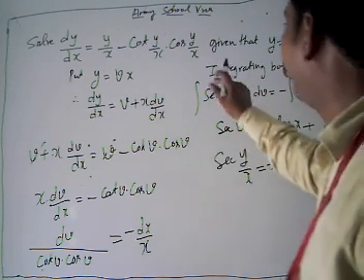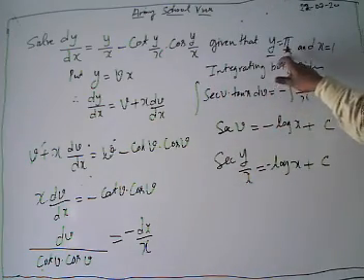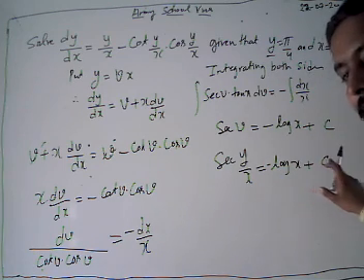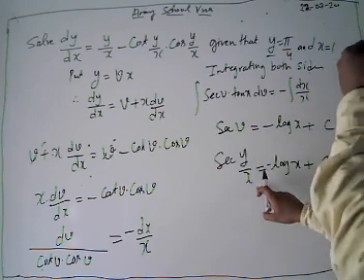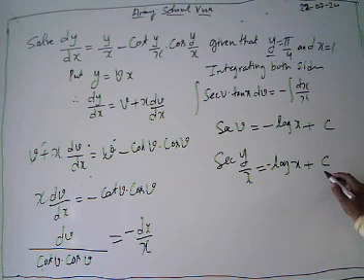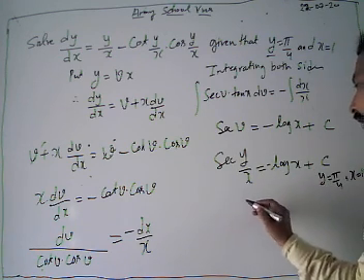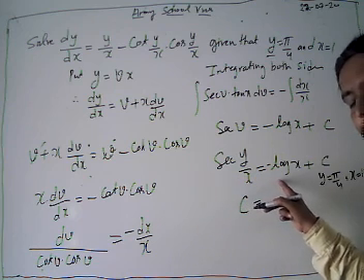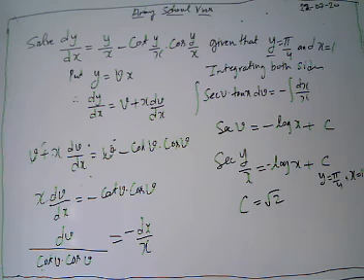But we have to use the condition. We have been given that at y equal to pi by 4, x equal to 1. We have to find the value of c. Then on the left hand side we get sec pi by 4. Putting y equal to pi by 4 and x equal to 1, the value of log 1 is 0. Then we get c equal to sec pi by 4, which is sec 45. What do we get? Yes, it's root 2.